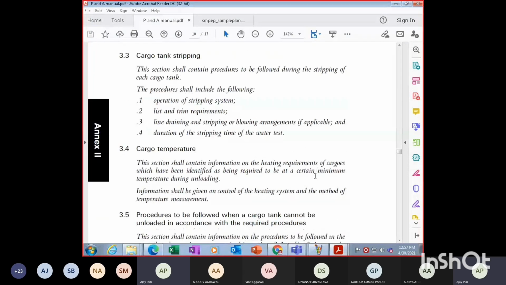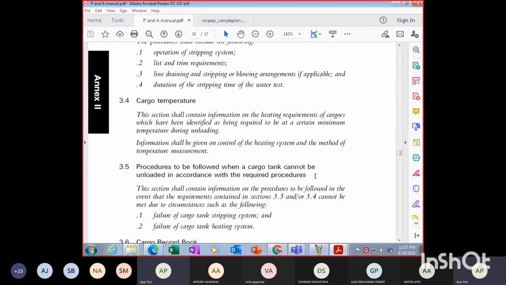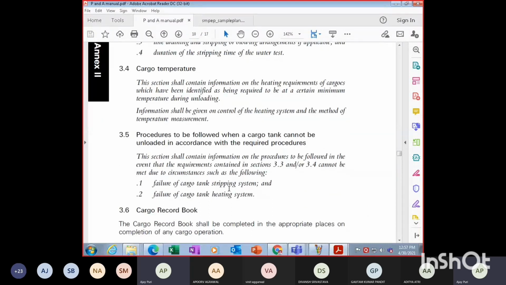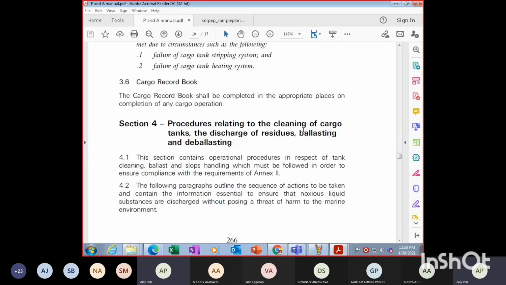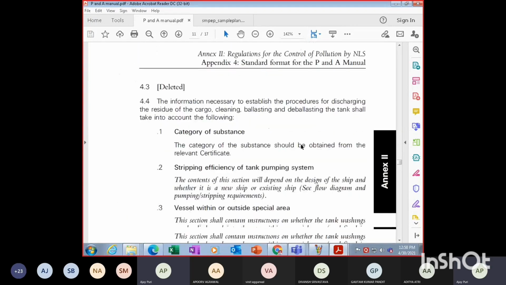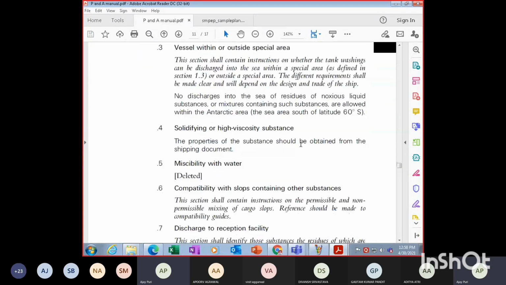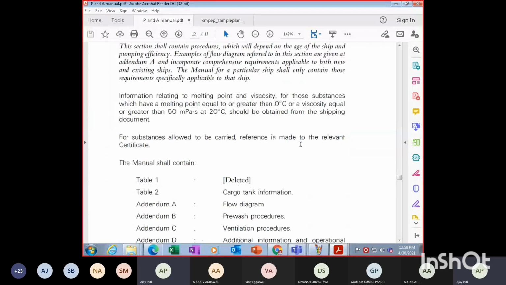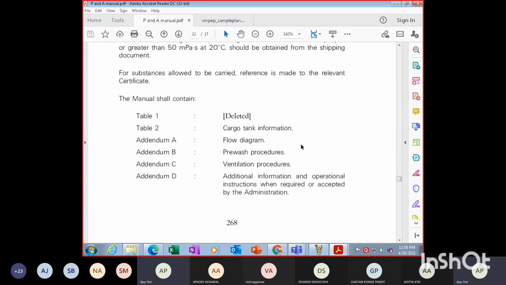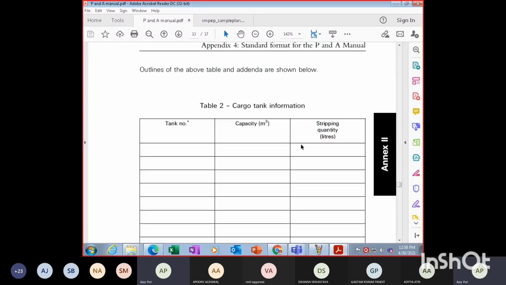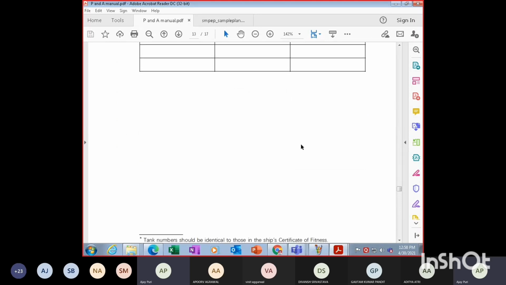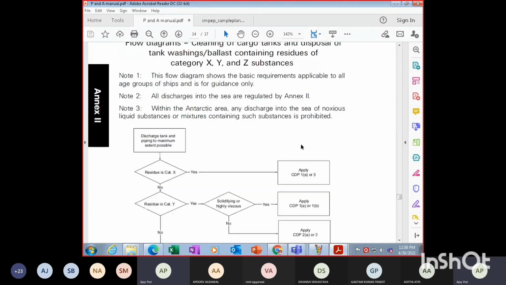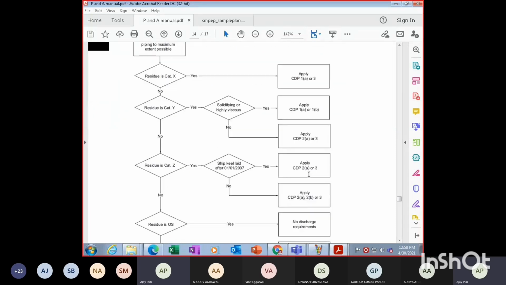This is stripping, cargo temperature maintenance. When you cannot unload, if you have a failure of the stripping system or a failure of the heating system, that procedure will be there. So all these cleaning procedures will be there for your various categories of substance. And then your information about your flow diagram, pre-wash procedures, ventilation procedures, they'll all be given like this. Stripping capacity, flow diagrams, how your tank cleaning is to be done.